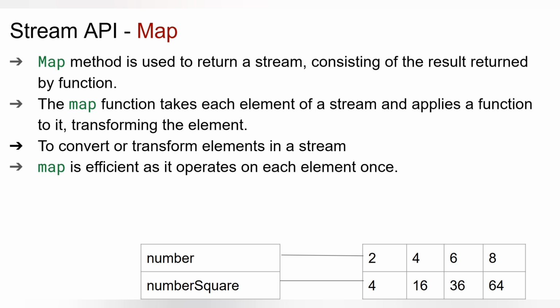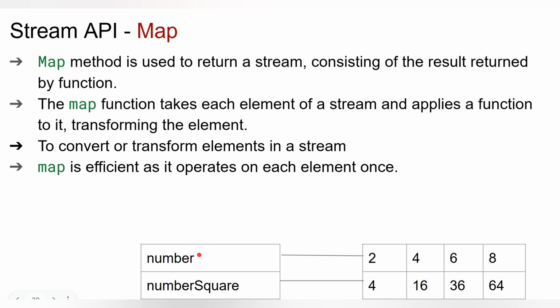In the previous video, we have already seen the map function in the stream API. So why do we need a map function? The map function is used to return a stream consisting of the results returned by a function. We have already seen one example here with a list of type integer.